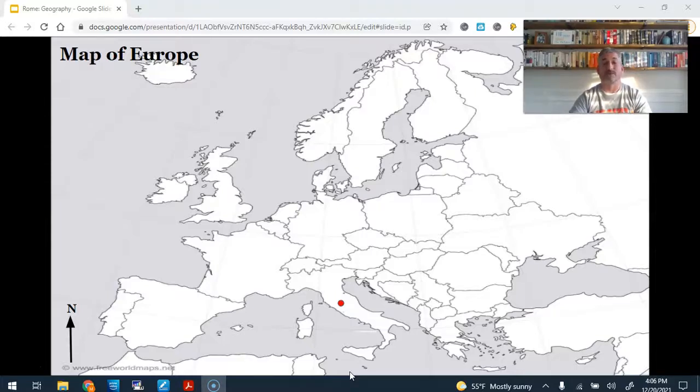However, before we can get into the development of the Roman Republic and its rise to the Roman Empire, we first need to travel back to the origins of Rome, around 753 BCE.